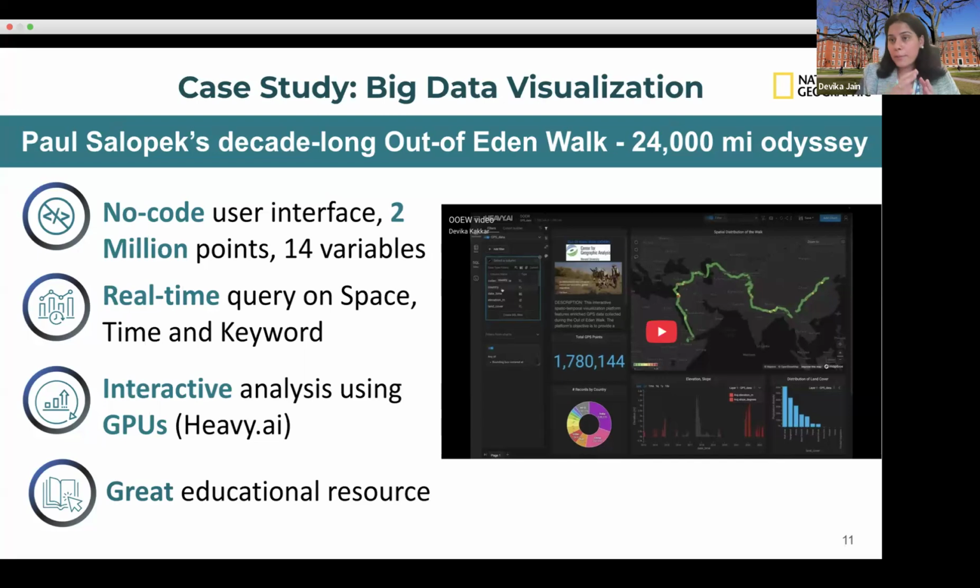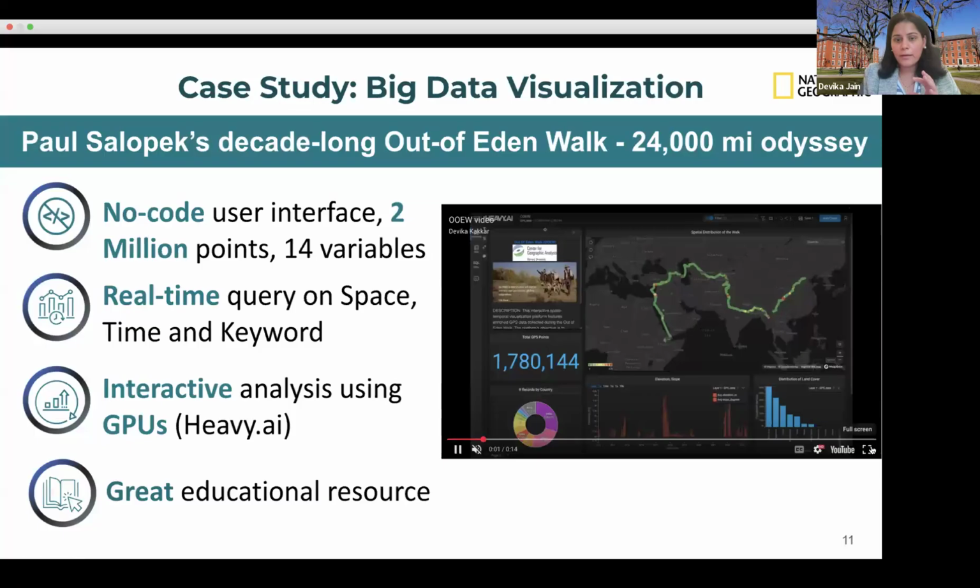This started with a paper map, but now we have changed it. We are working on changing these kinds of maps and projects into interactive interfaces, which people can use to query this data in real time on space, time, and keyword. I will show you a short demo of what we are building.